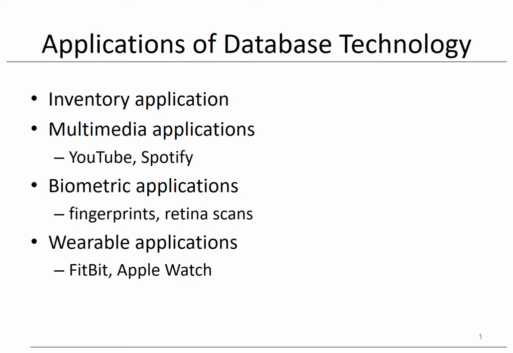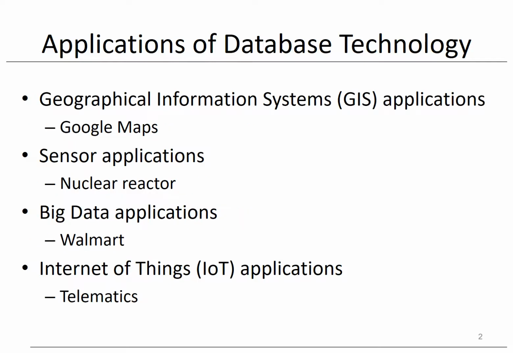Biometric data, including fingerprints and retina scans, are often used for security, such as border control as you enter a country. Similar information is gathered by wearables, such as a Fitbit or an Apple Watch, that continuously monitor and analyze your health and fitness. Geographical information (GIS) applications such as Google Maps store and retrieve all types of spatial or geographical data.